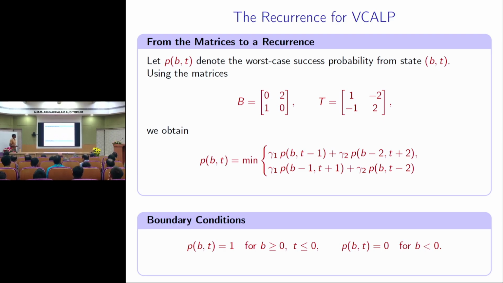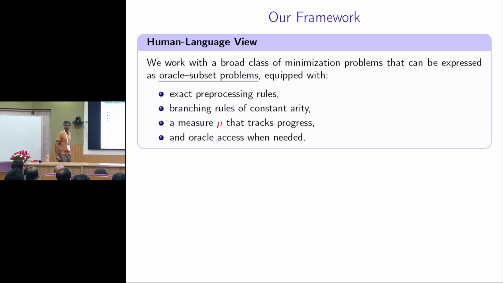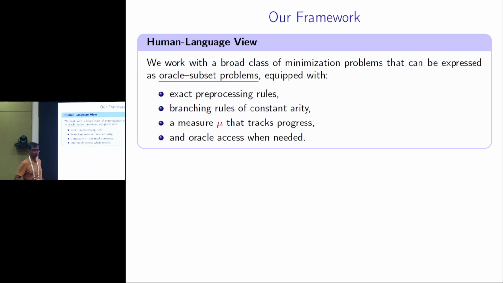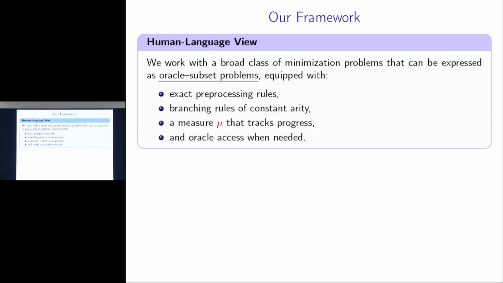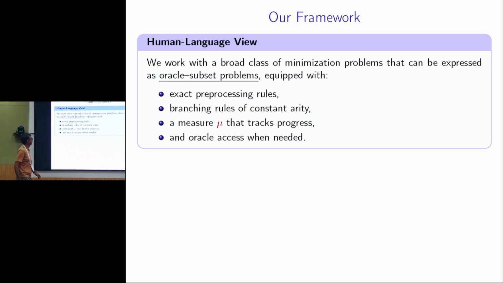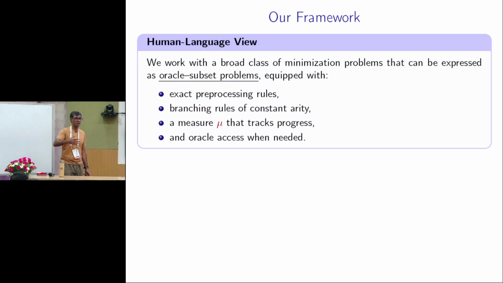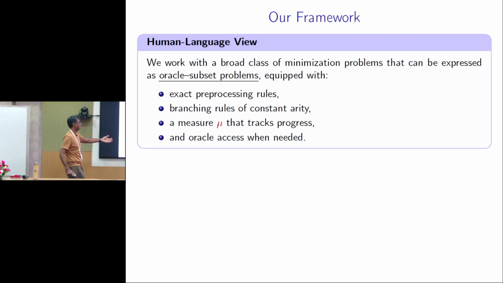Okay, so what is our general framework? We define these Oracle subset problems. There are some pre-processing rules, those should be exact. We believe that this can be made lossy, but we do not know yet. Branching rules of constant arity, meaning you branch in 3, 4, 10 ways, not in infinite ways. A measure mu that tracks progress, and you can have Oracle access when needed. Why did we need Oracle access? Because now that we are working with LP and this and that, sometimes we need to know whether it is feasible, what its solution is, these kinds of things. So that is what I mean by Oracle access when needed.